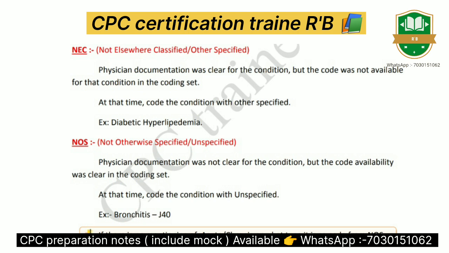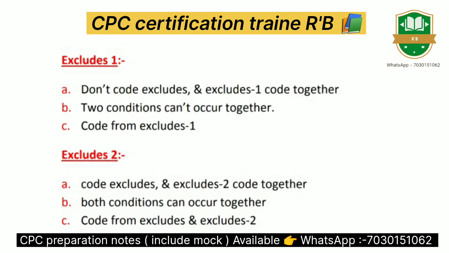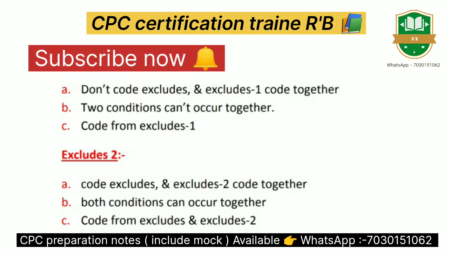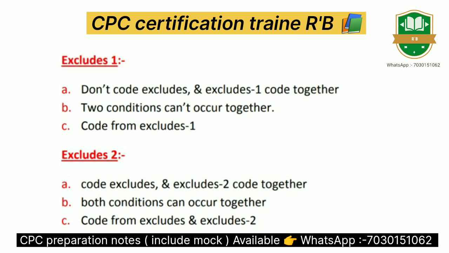Then next, Excludes 1 and Excludes 2. Excludes 1 means don't code the excluded condition and the Excludes 1 condition together; two codes or two conditions can't occur together. In Excludes 1, do not code together. Okay, then Excludes 2: here you can code together, or both conditions can occur together. That is the code for Excludes 1 and Excludes 2.